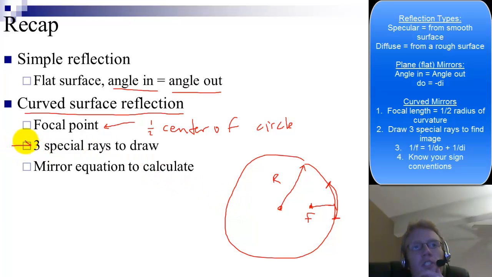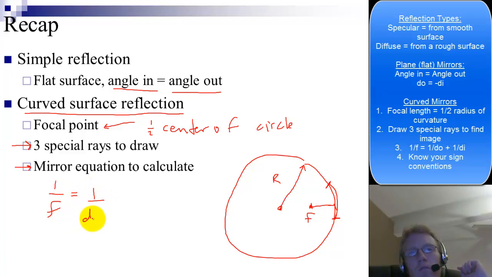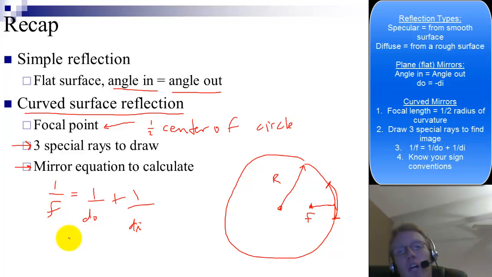You need to know the 3 special rays that you can draw to find the image graphically, and then you can use the mirror equation, 1 over f equals 1 over do plus 1 over di, to calculate the value, and you need to know your sign conventions for f, do, and di. For a lot of the problems in the homework, I've asked that you solve them twice, once using a ray diagram and once using the equation, to verify that your numbers match up with your pictures. We'll do lots of examples in class. I've got a worksheet, etc., etc.